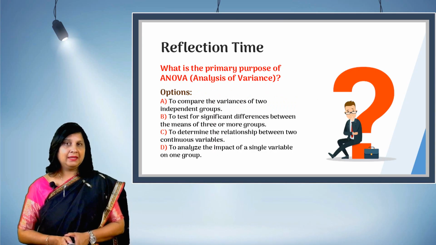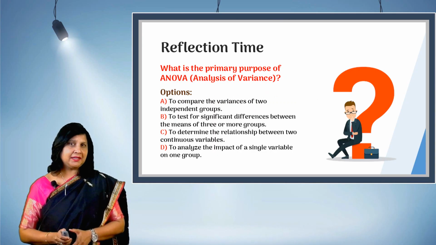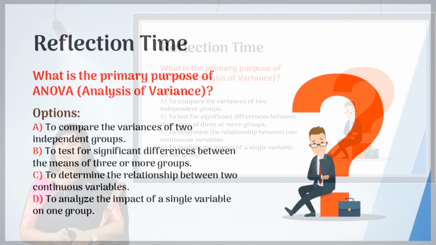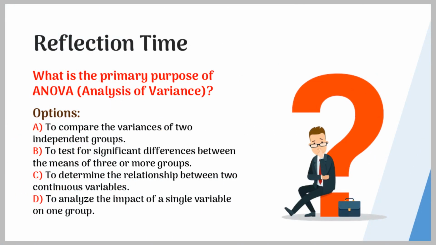So far, so good. Let's pause and reflect. See if you can answer this. What is the primary purpose of ANOVA, that is analysis of variance? Your options are: A, to compare the variances of 2 independent groups; B, to test for significant difference between the means of 3 or more groups; C, to determine the relationship between 2 continuous variables; and D, to analyze the impact of a single variable on one group. You can pause the video, introspect, and then answer.